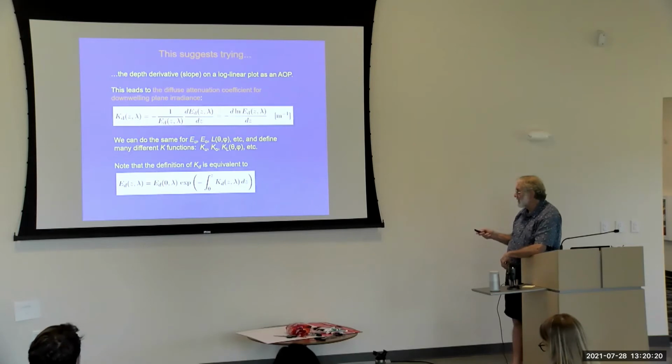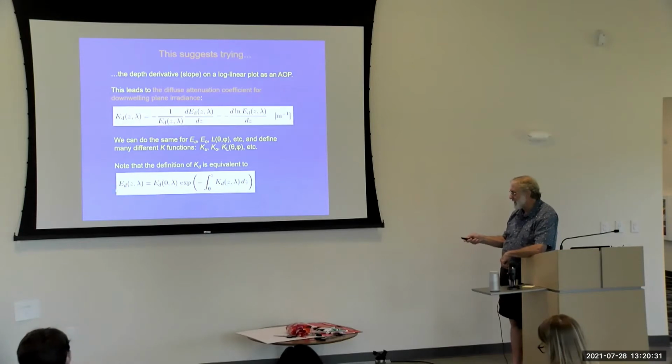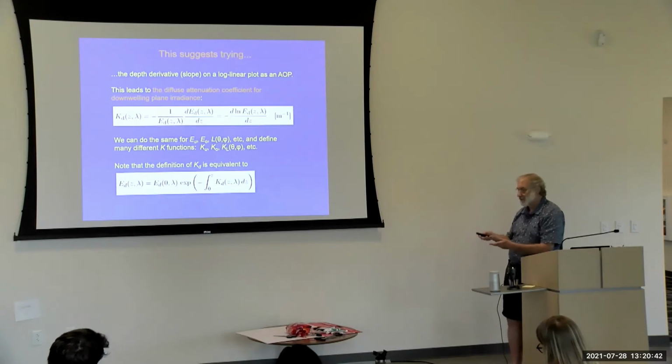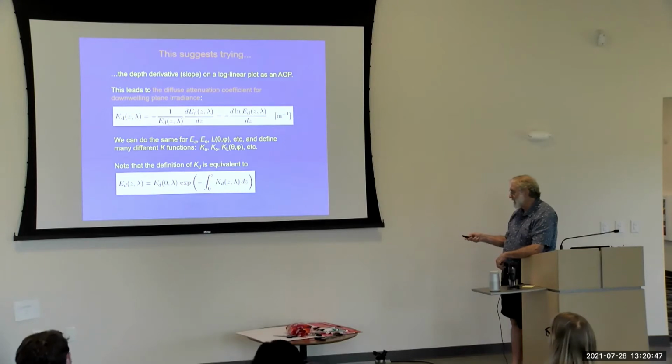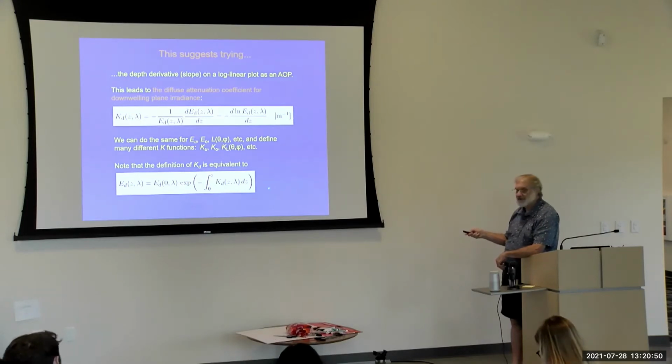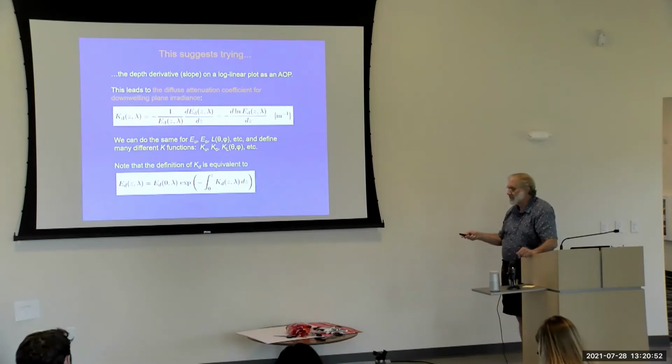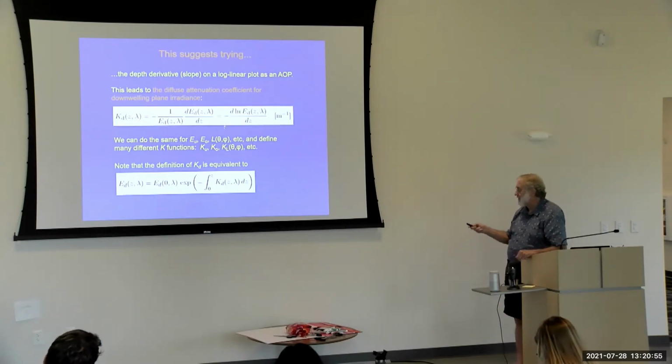If you take this equation, multiply by dz and integrate, this definition of KD is equivalent to saying that ED is the surface value exponentially decaying according to this little integral here. And if KD were constant with depth, which it never really is, this would just be the surface value times e to the minus KD times z. So a nice little exponential decay there. Either this or this are equivalent definitions.